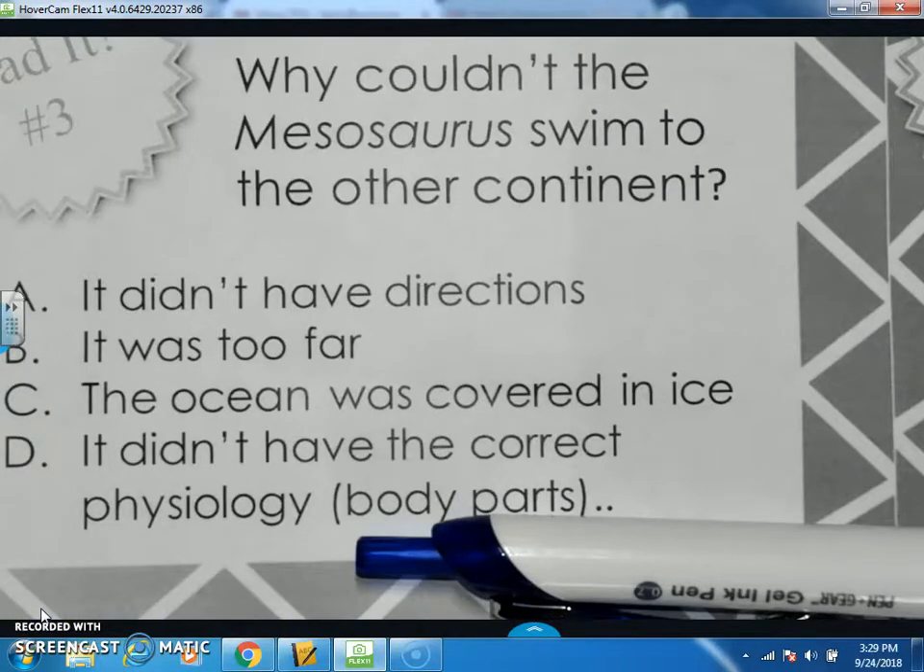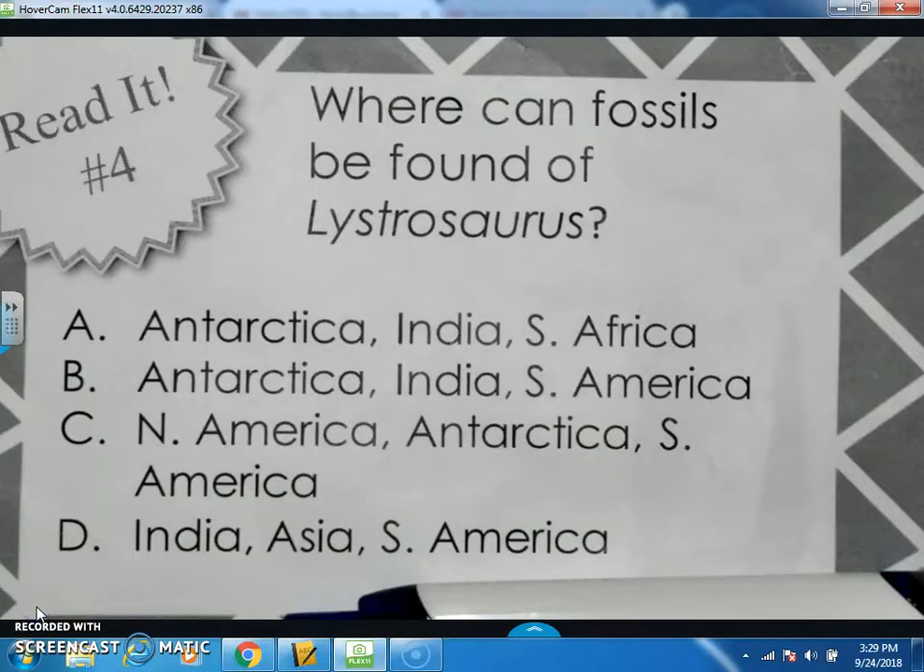Question 3, why couldn't the Mesosaurus swim to the other continent? And the answer would have been this: it didn't have the correct physiology or body parts. Where can fossils be found of Lystrosaurus? And the answer for that is Antarctica, India, and South Africa.